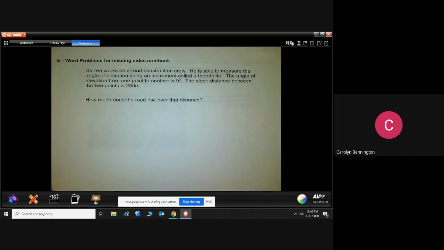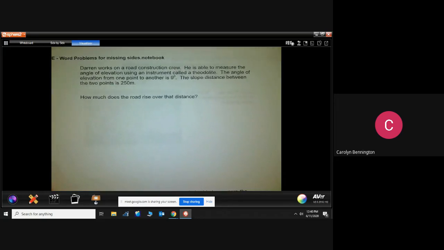So the first word problem that we're going to look at. Darren works on a road construction crew. He is able to measure the angle of elevation using an instrument called a theodolite. The angle of elevation from one point to another is 9 degrees. The slope distance between the 2 points is 250 meters. How much does the road rise over that distance?